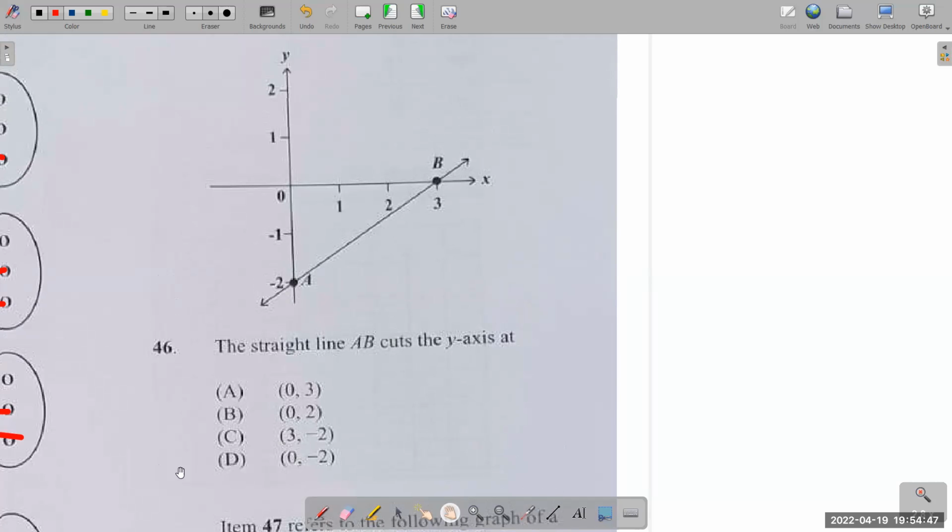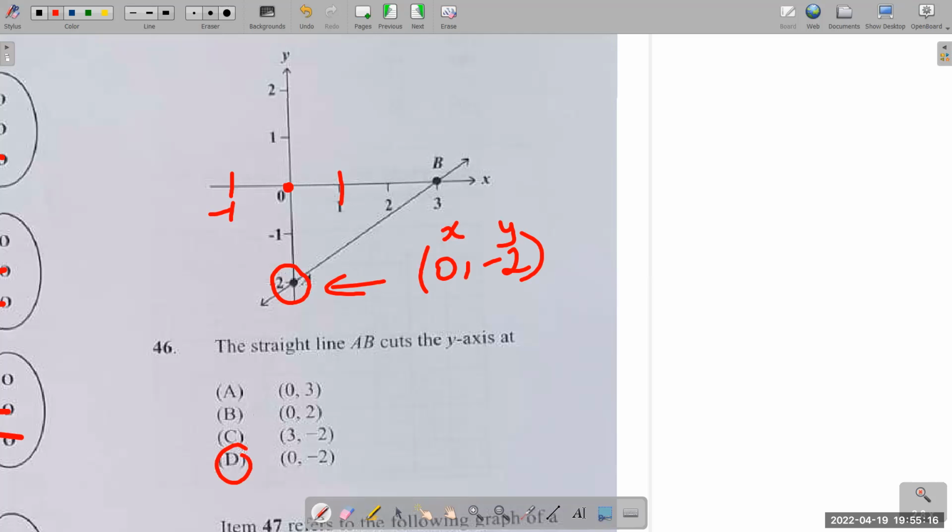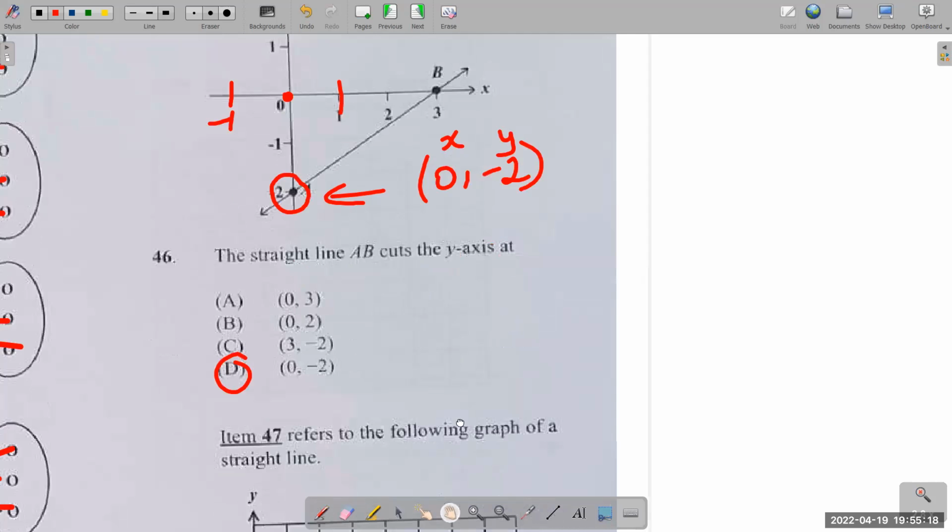The answer is D. Everybody see why it's D? Because here, this is where it cuts the y-axis. If you look here, the value of x is 0, because this is where x is 1 and this is where x is -1. In the middle here, x is 0. So the point is 0, and where is it on the y-axis? -2. Always remember, x comes first, y comes second. So the answer is D. Okay, let's keep it moving.